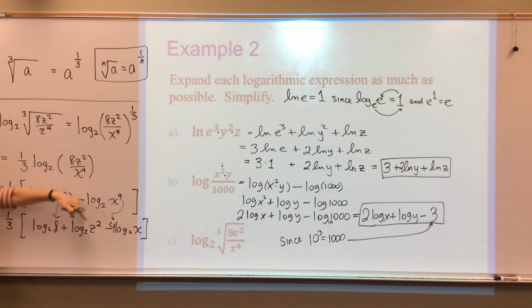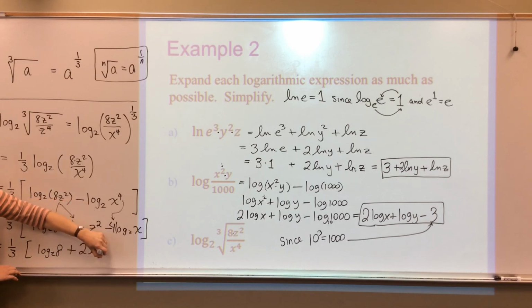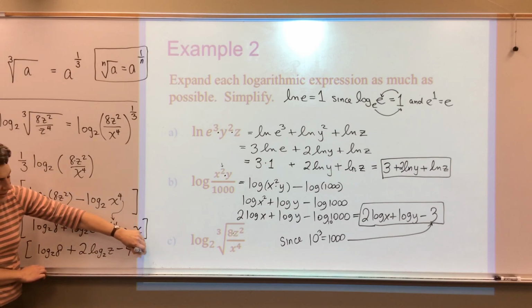There's still a little more to do. There's another power we haven't done yet. There are no more products, no more quotients. So I think we just have to do this power and then see if we can simplify any of the numbers. So log base 2 of 8 plus 2 times log base 2 of z, and then minus 4 log base 2 of x.